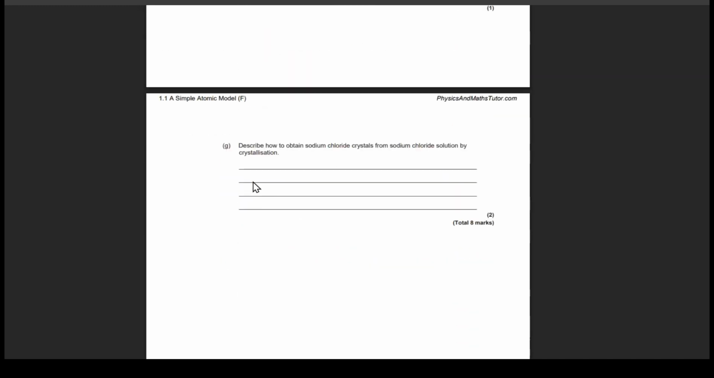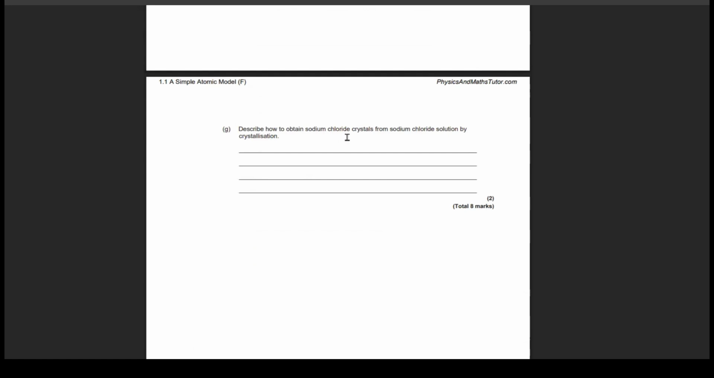Oh gosh, gone a bit far. Describe how to obtain sodium. All right, let's read that again. Rewind. Describe how to obtain sodium chloride crystals from sodium chloride solution by crystallization. So what they're saying is you have a beaker, and in the beaker you have water particles like this, and you have some salt particles of sodium chloride. So what I'm going to do here is draw your crusty little salt particles. So here is my NaCl.